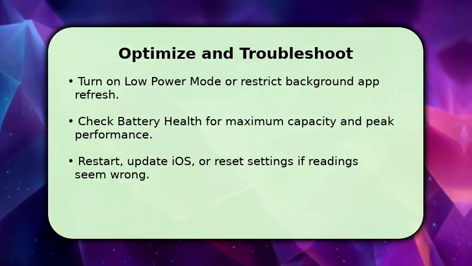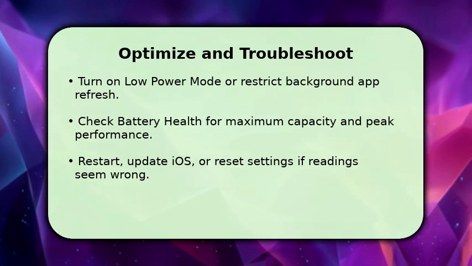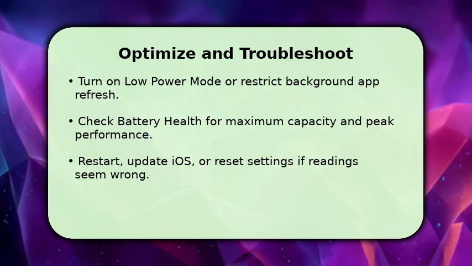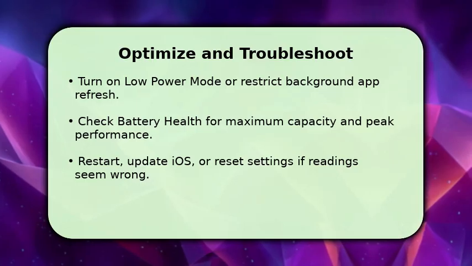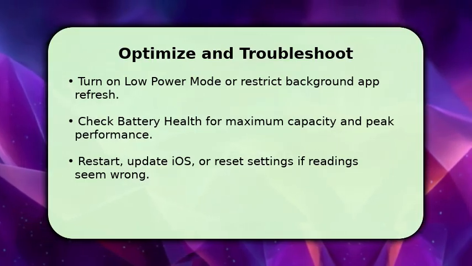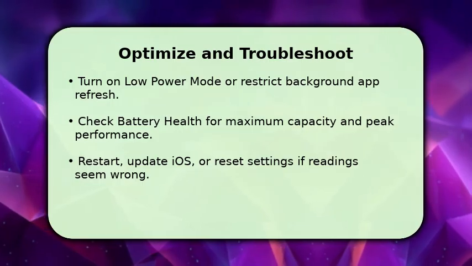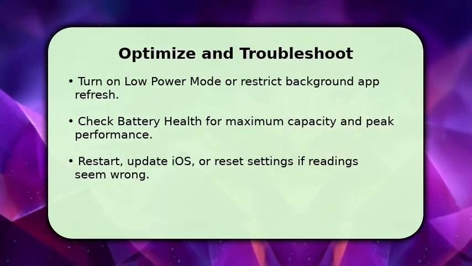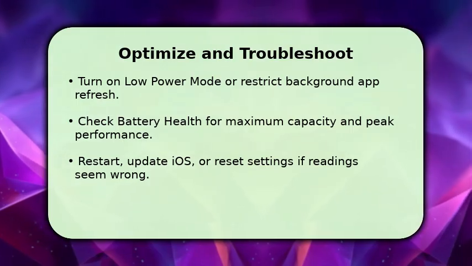Then tap battery health to verify maximum capacity and whether performance management is active. This explains long-term degradation versus short-term app issues. If figures look inaccurate, restart the iPhone, install any iOS updates, and, as a last resort, reset settings. That covers optimization, and if problems persist, battery replacement may be necessary.